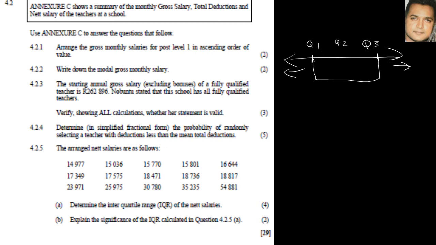So what we are saying is the IQR means that 50% of the staff's middle net salaries are within the range of, and we worked out this range to be 10,174, the difference between them. Remember, we subtract Q3 and Q1 and we got 10,174. That means 50% of the staff's net salaries, the middle section, are within 10,174 from each other. So that's basically the purpose or significance of the IQR calculated in question 4.2.5a.